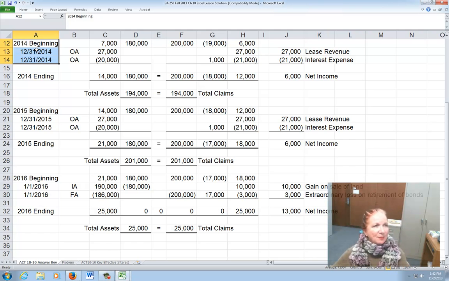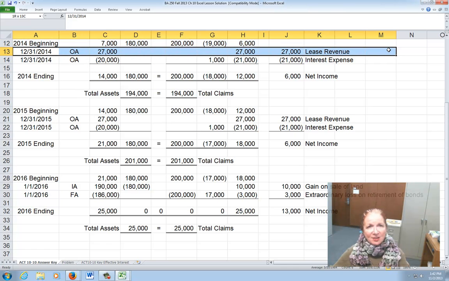So here we have to put in two dates, December 31st. They're both operating activities because they have to do with operating our business, earning our rental income, paying our bond expense. So this first one is an operating activity. It's $27,000, the amount of the lease. It's lease revenue, so we have cash going up, we have lease revenue going up, and we have retained earnings going up by the amount of that lease revenue.